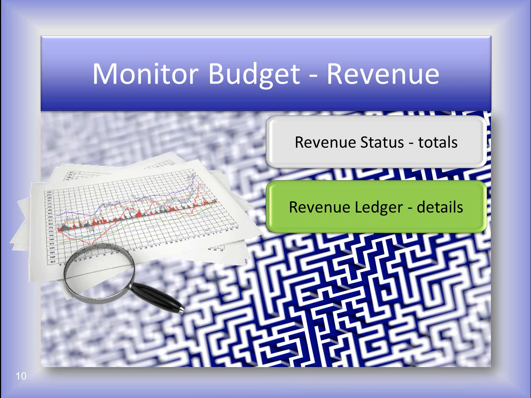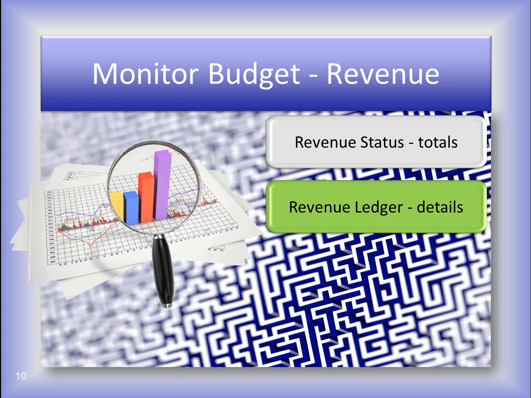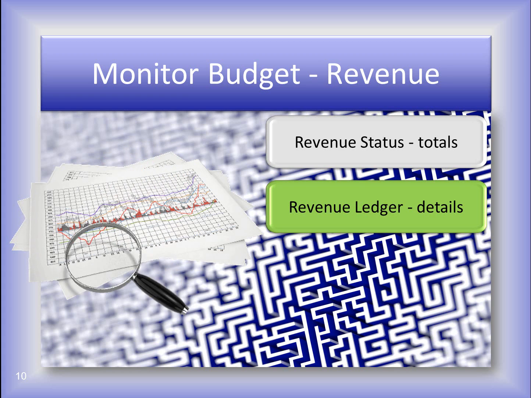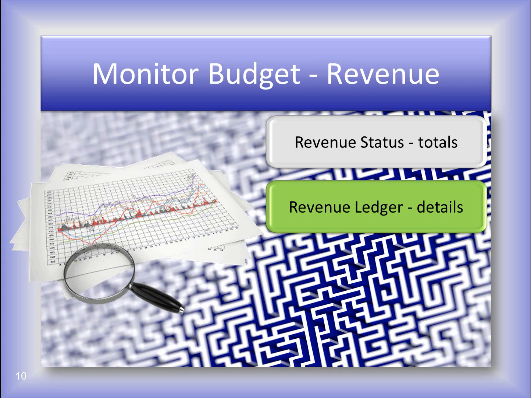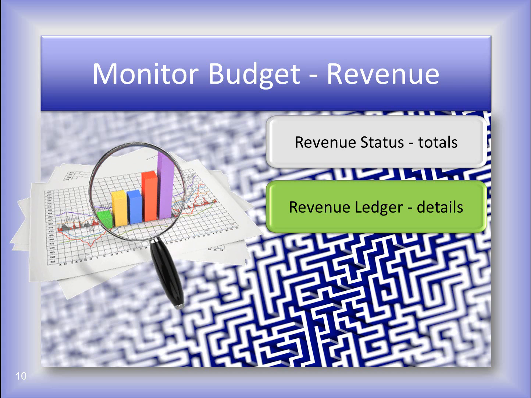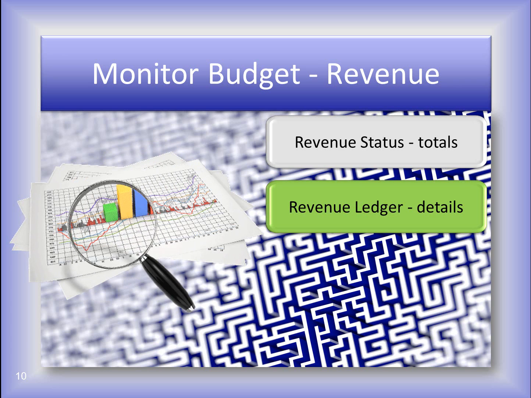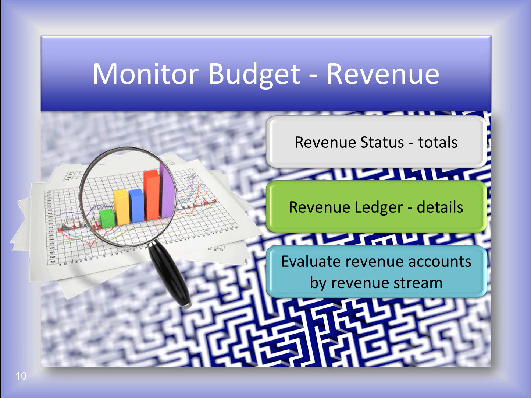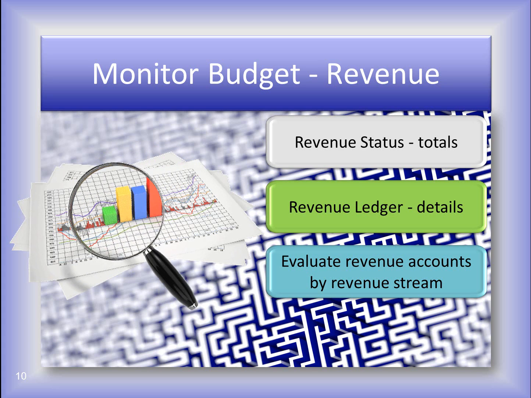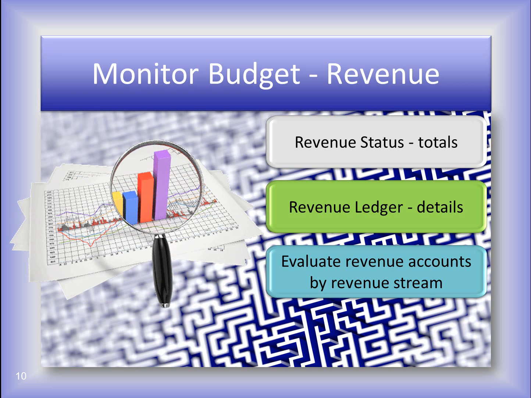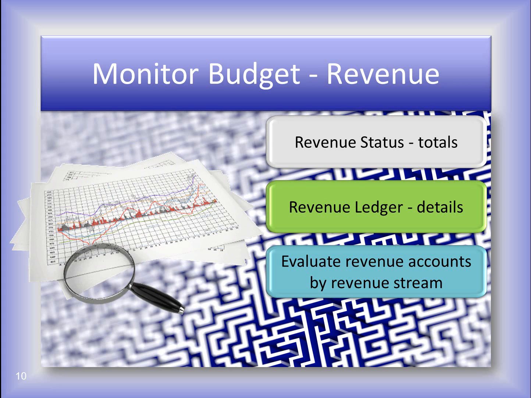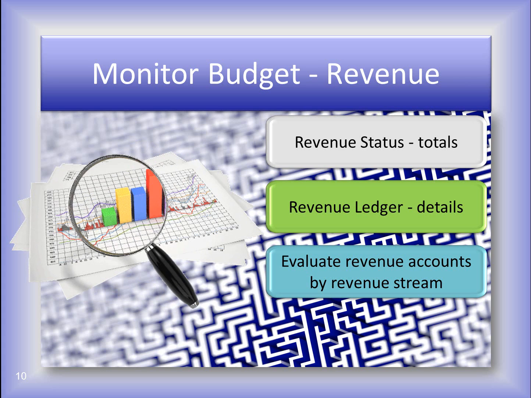The revenue ledger shows the original budget, each receipt posted against the revenue budget, and the remaining budget balance. The revenue ledger is useful to review the individual receipt postings to verify they were posted to the correct account. Posting errors will cause incorrect budget balances, and you won't see mistakes if you're only reviewing the revenue status. You must understand the revenue flow of each revenue account in order for the revenue status percent received column to be meaningful. Look at each revenue account, understand what is posted to the account, and understand how often you receive the revenue to determine if it's on track. We'll cover this more in depth in just a minute.